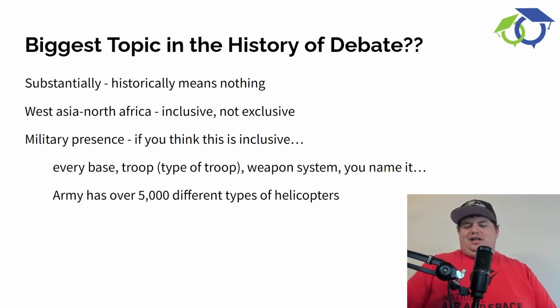And I think a great example of my thoughts is that the Army, one branch of the military alone, has 5,000 different types of helicopters. So if you got rid of one type of helicopter in one base in one region, I don't even think you have to read a planned affirmative. I think you just have a contention that says that specific helicopter in that place is bad. I think that's really hard to answer, which makes this topic really big.